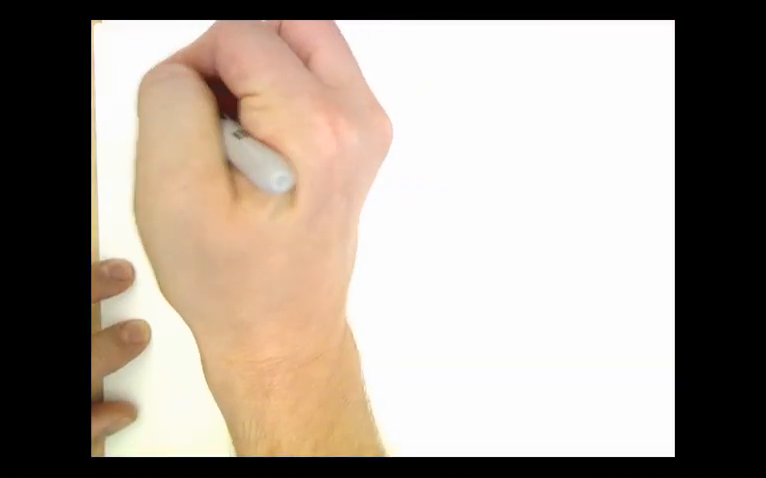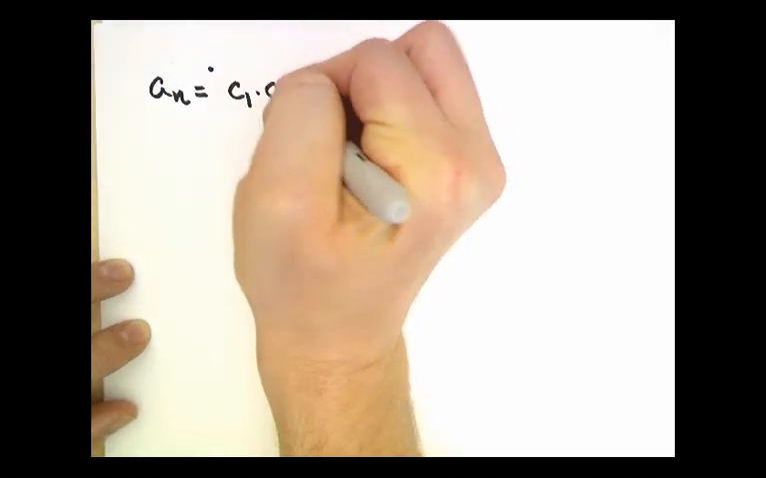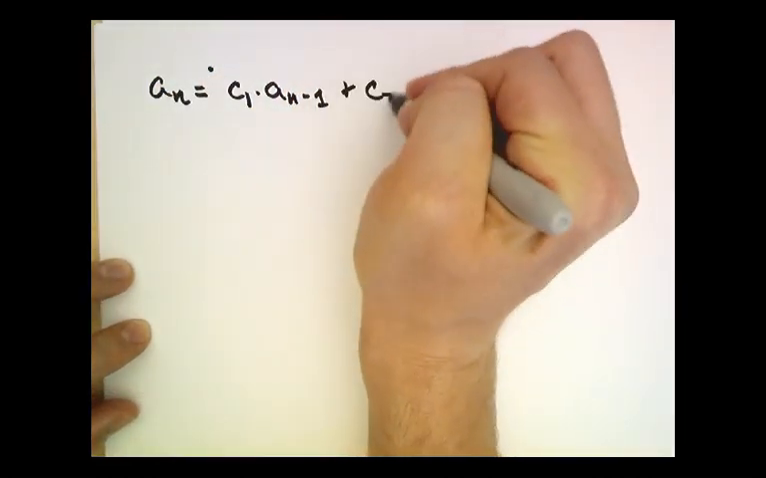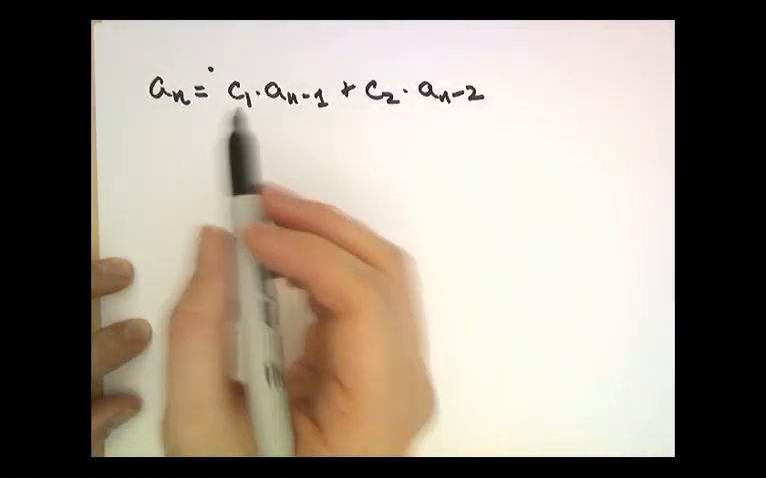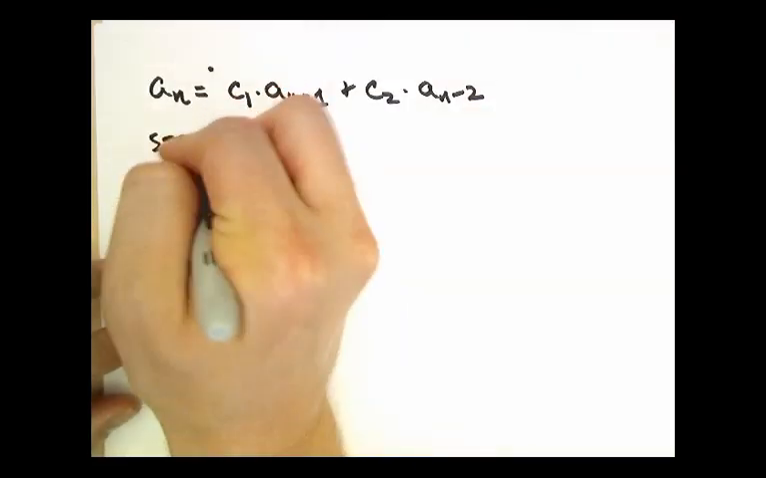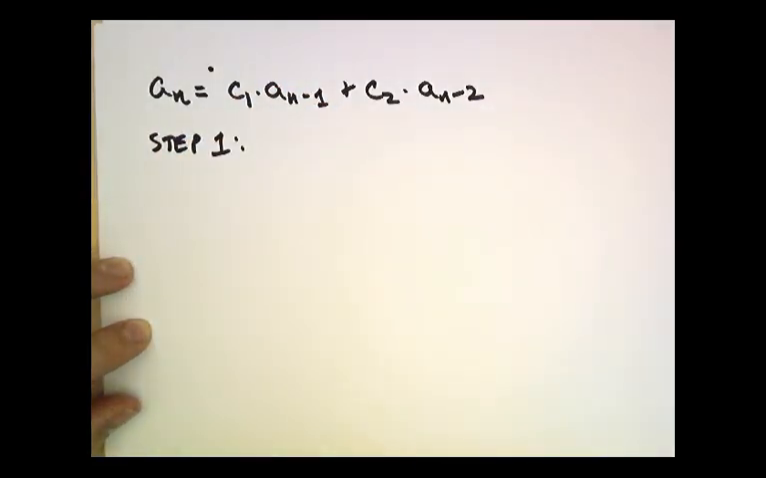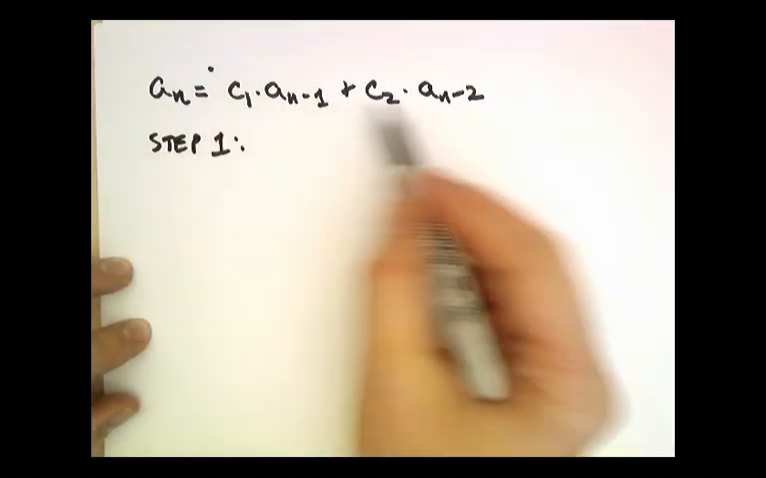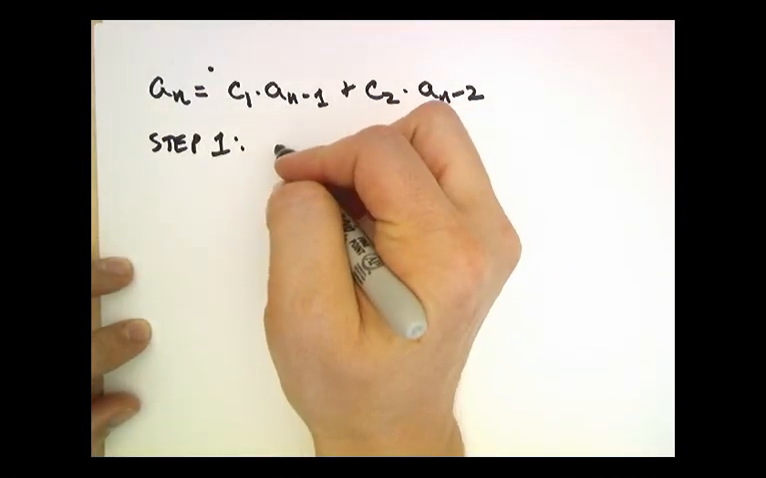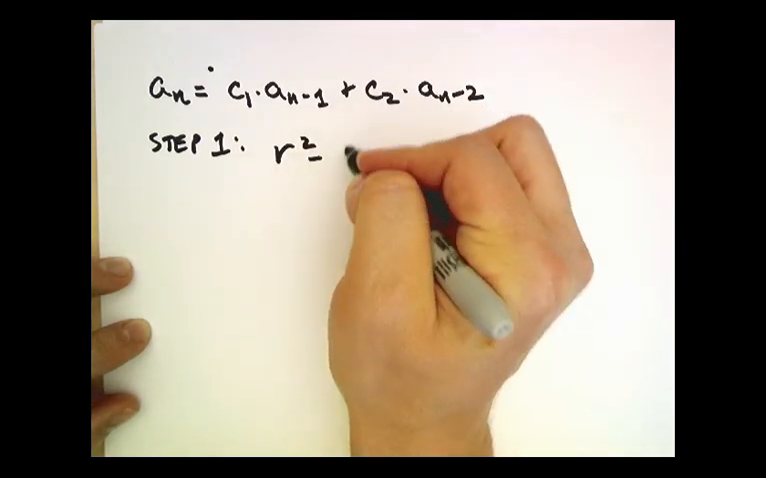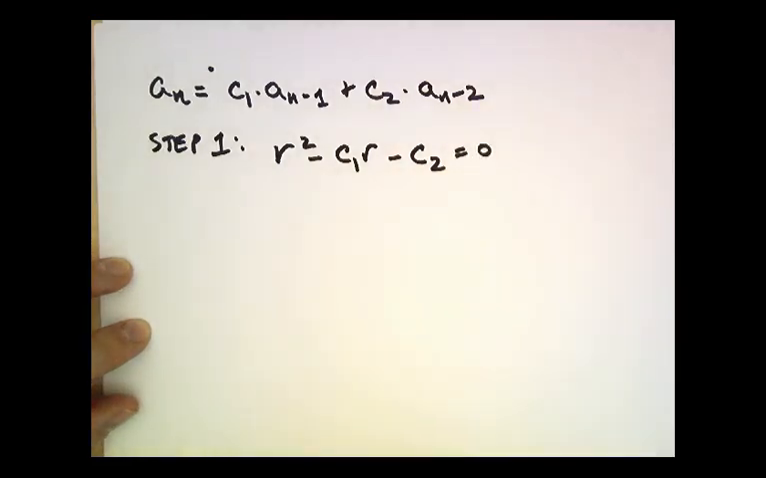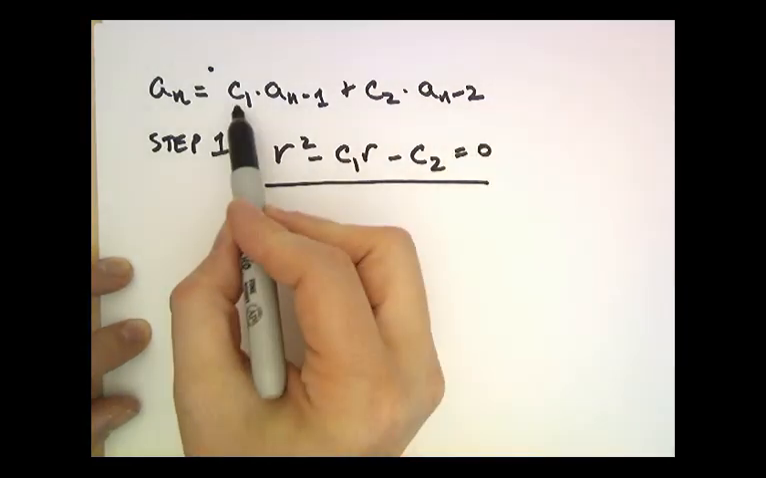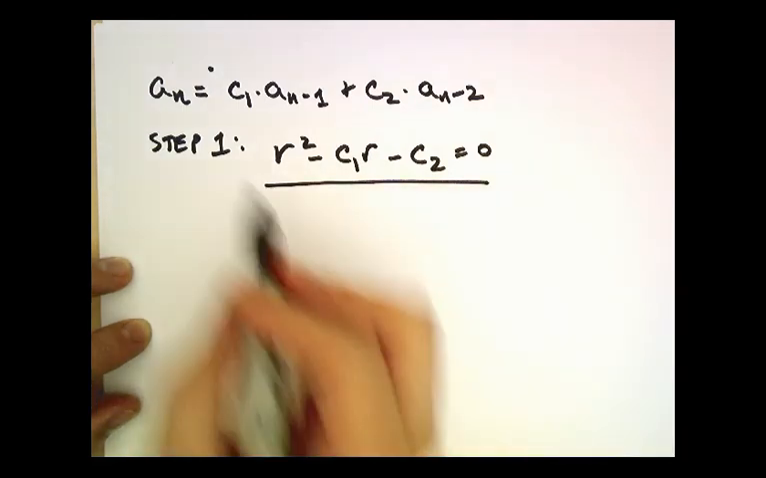Let's recap what I just did, but in more generality. So let's say that you have a recurrence of the form a_n = c1 a_{n-1} + c2 a_{n-2}. Step 1 is you write down the characteristic polynomial, which for this particular recurrence will be exactly this: r^2 - c1 r - c2 = 0. So you see this recurrence, you write down this polynomial.